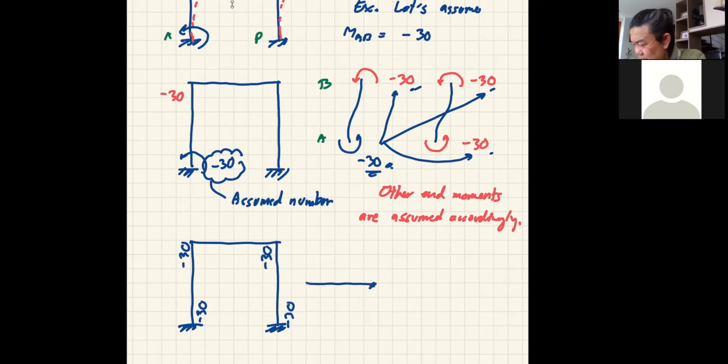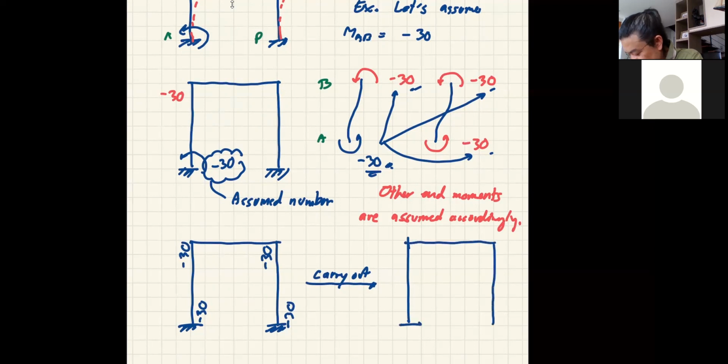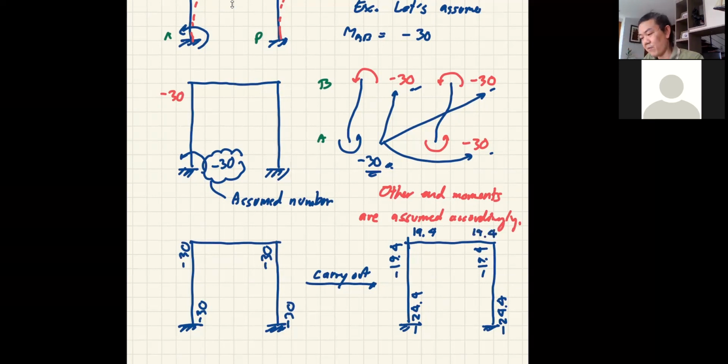And of course, you again carry out our moment distribution, and then the final number, when you have the equilibrium, is minus 24.4, minus 19.4, just numbers, 19.4, 24.4 minus 19.4 has to be equal like this, right? Because it's sideway alone, 19.4.